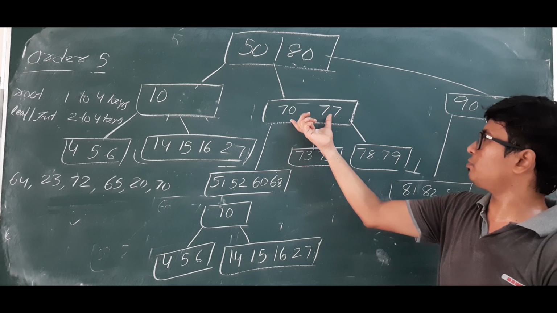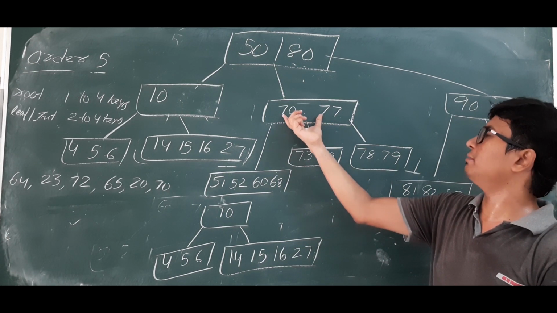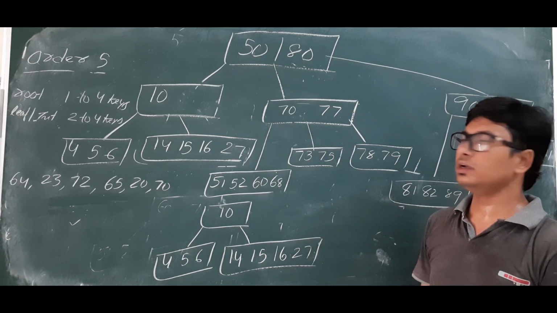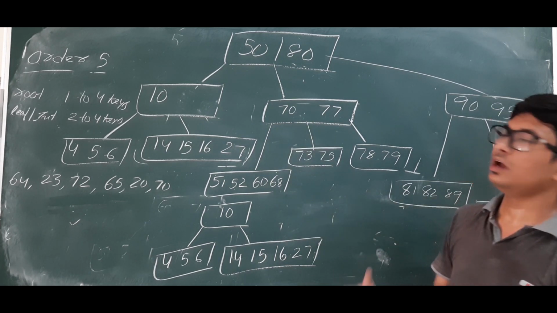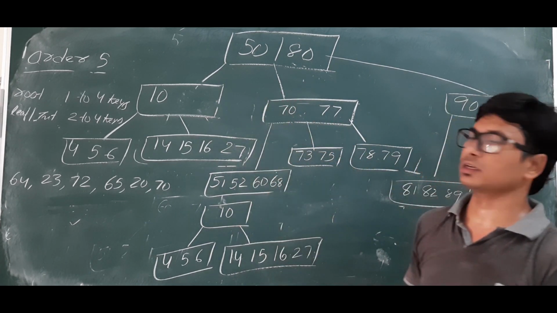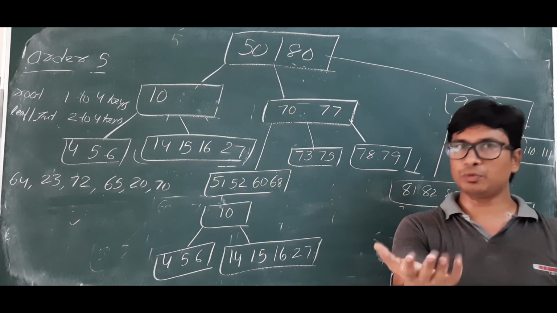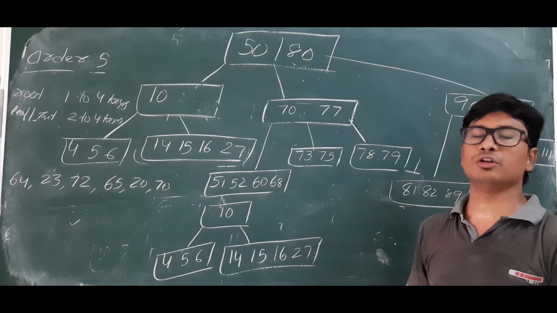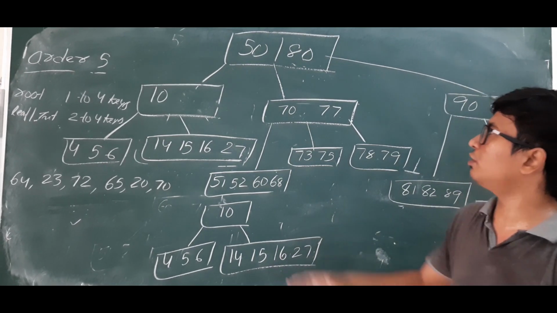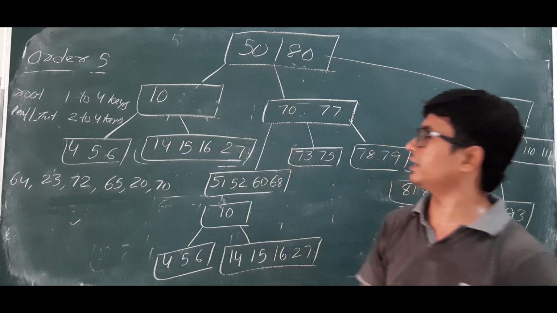Whether the right sibling is in a position to give it? No, because it is only having two elements in it. So I cannot borrow from the right sibling. I cannot borrow from the left sibling either. So what do I have to do? I have to merge these two again.